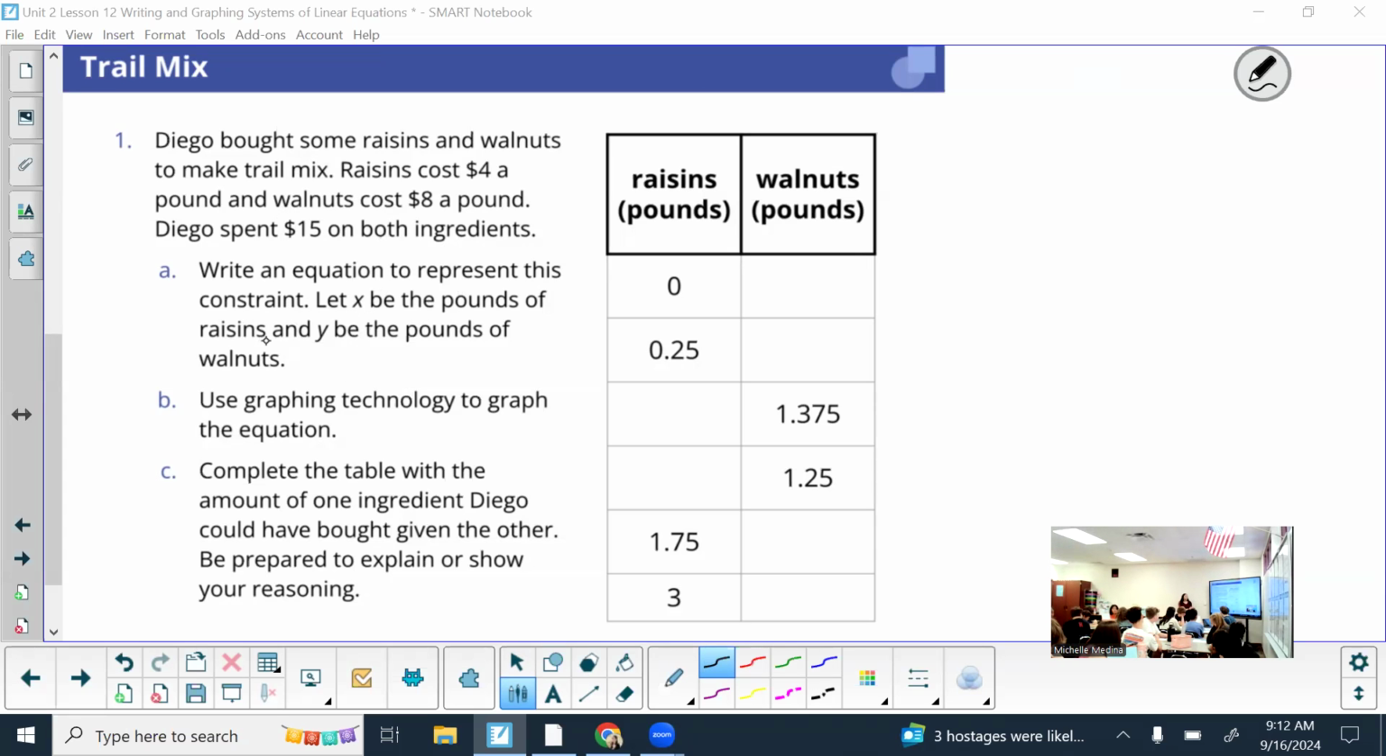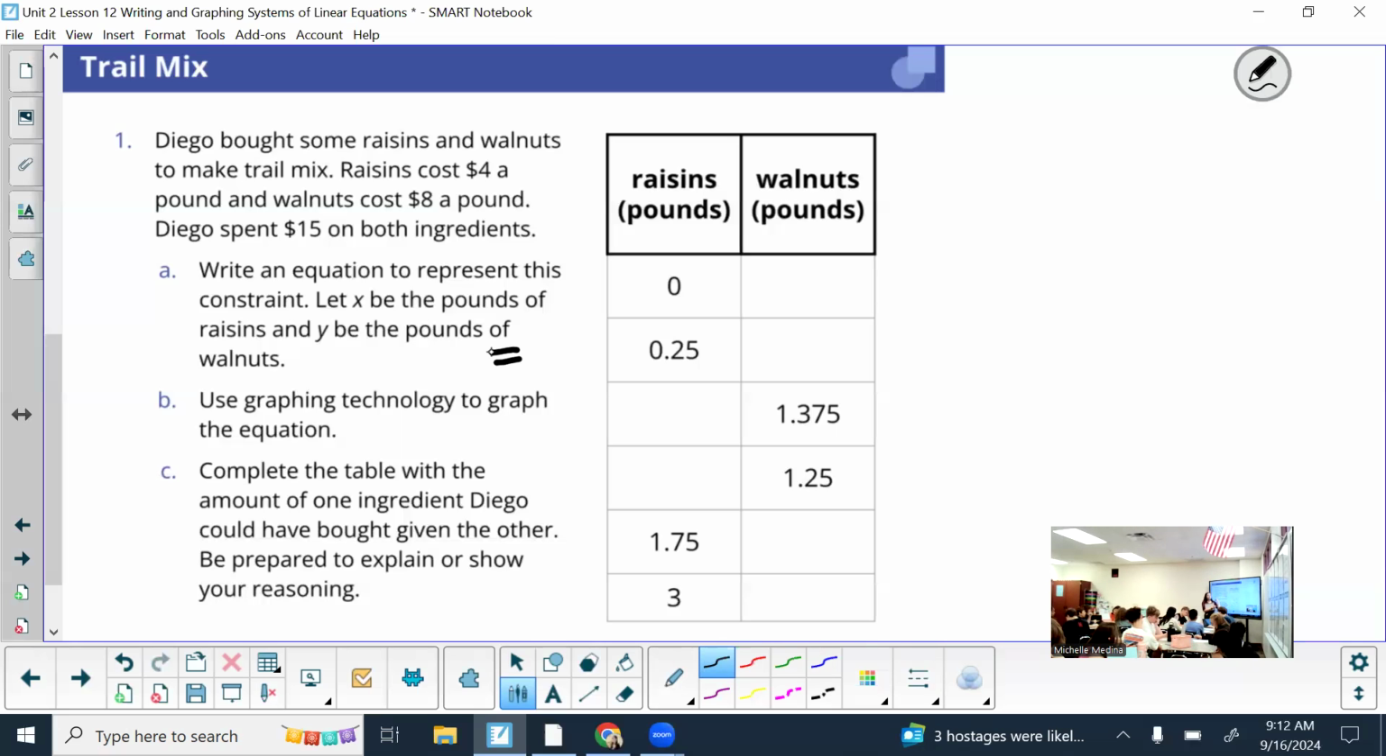Use X for pounds of raisins, Y for pounds of walnuts. Remember, equations should have equal signs. Identify any totals first, then think of what contributes to that total and put it on there. Once you make an equation, you are going to graph it with graphing technology, like Desmos, and see if you observe anything. And then complete the table based on what is there and what's not.